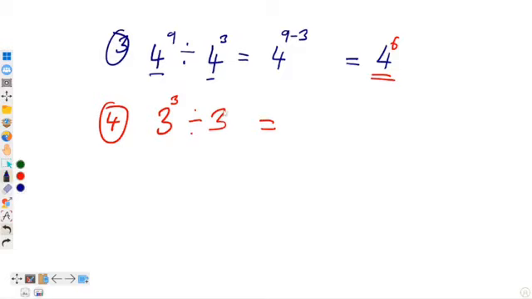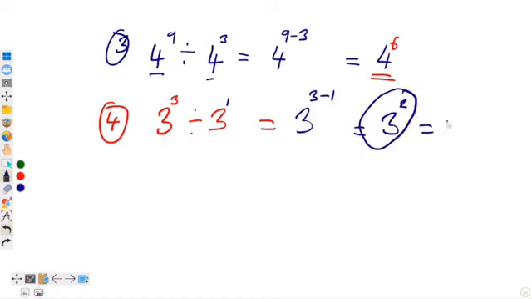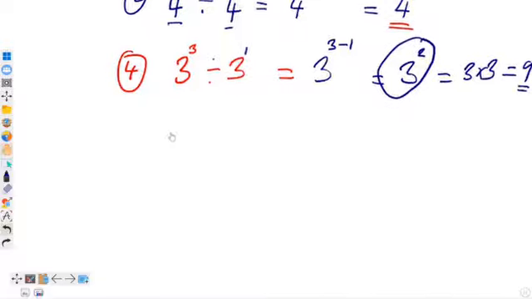If there's nothing on top of this 3, it means it has a power of 1. So just get the common base 3, then you say 3 minus 1. So this will give us 3 to the power 2. This will be our answer. So 3 to the power 2 means you multiply the base 3 by itself, 3 times 3, gives us what? 9. Okay? So I hope it's clear here. Those are the examples that we can have under division of indices.